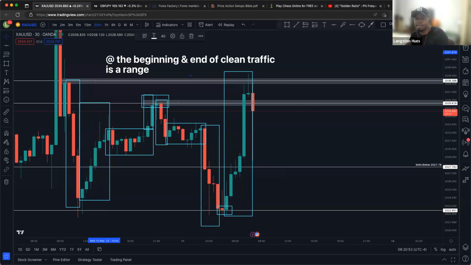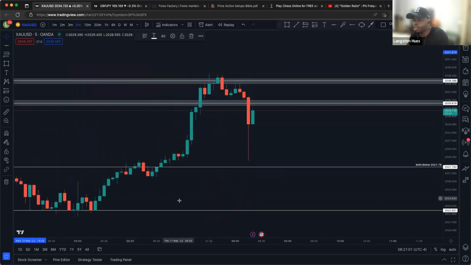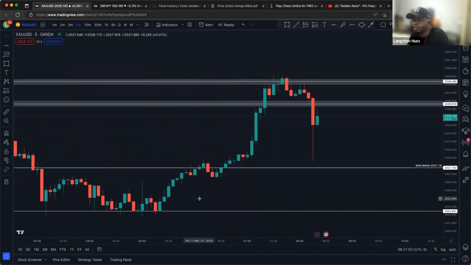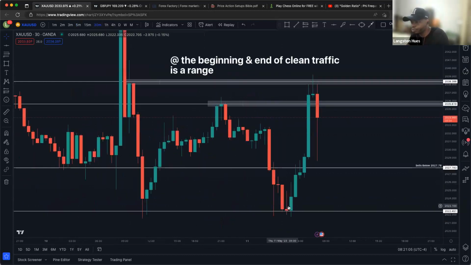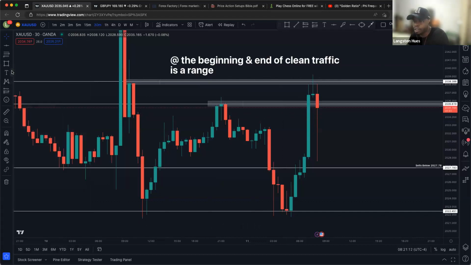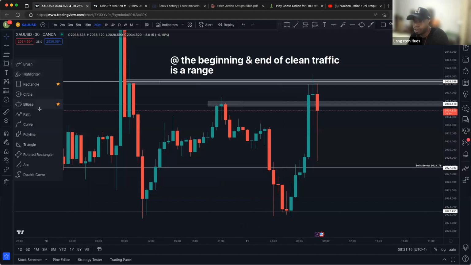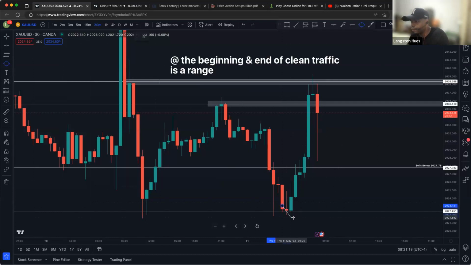Because it might not look like a range on the 30-minute, but if we pop down to like the 5-minute, you'll see, oh, yeah, that was a range. You get what I'm saying? On the 30-minute, this right here doesn't look like a range, right? Let me see if I can get a tool here that can, okay. So right here, right?